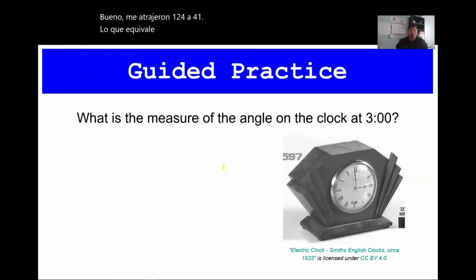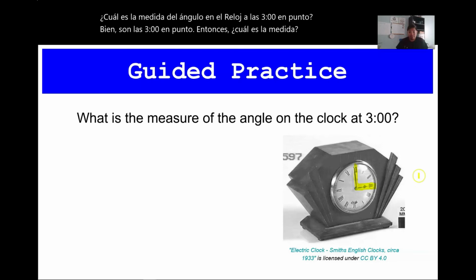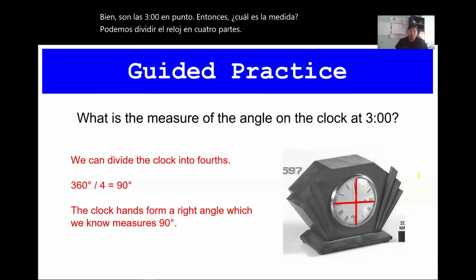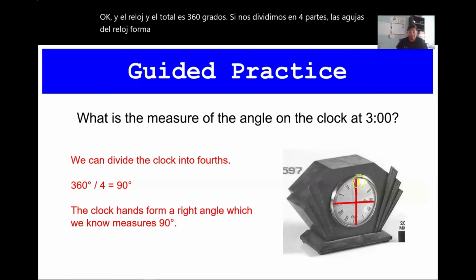Excellent. What is the measure of the angle on the clock at 3 o'clock? Okay, so it's 3 o'clock, so what is the measurement? We can divide the clock into 4 parts, and the clock in total is 360 degrees. If we divide it into 4 parts, the clock hands form a right angle, which we know measures exactly 90 degrees. Good, and we learned this last week.